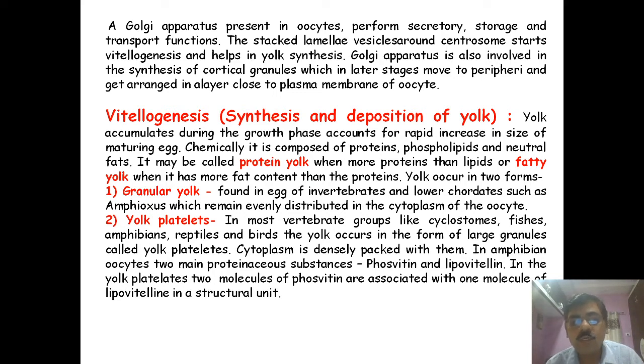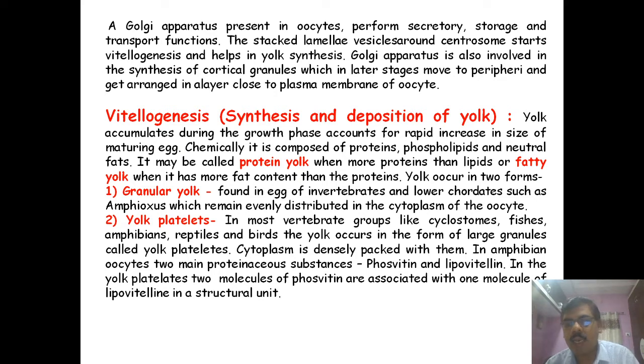Yolk accumulates during the growth phase and accounts for the rapid increase in size of the maturing egg. Chemically, it is composed of proteins, phospholipid, and neutral fats. It may be called protein yolk when it has more proteins than lipid, or fatty yolk when it has more fat content than proteins. Yolk occurs in two forms. One is granular yolk and the other is yolk platelets.